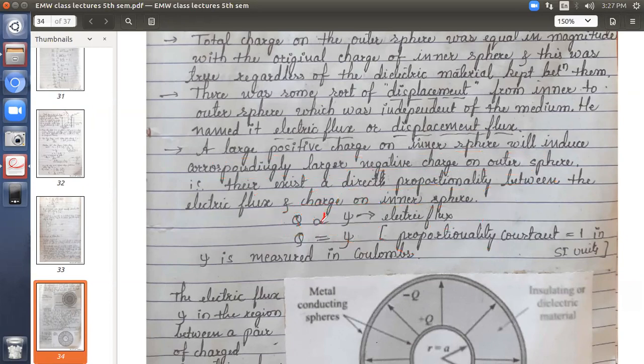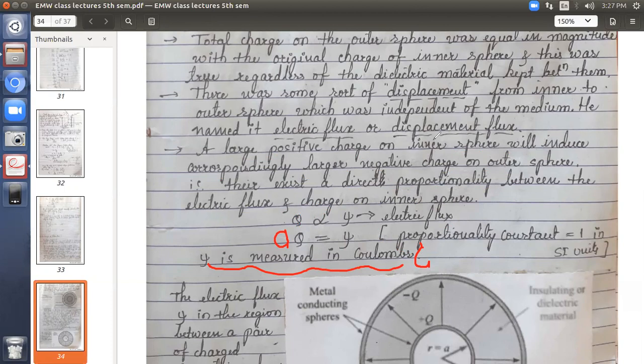Now, if I remove this proportionality sign and put an equal sign, there will be a proportionality constant K, here K into psi. However, in SI units, the value of this constant is 1. So Q is equal to psi. As the charge Q is in coulombs, psi will also be in coulombs. This is the experimental setup and observation of Michael Faraday. This is the background regarding electric flux density.